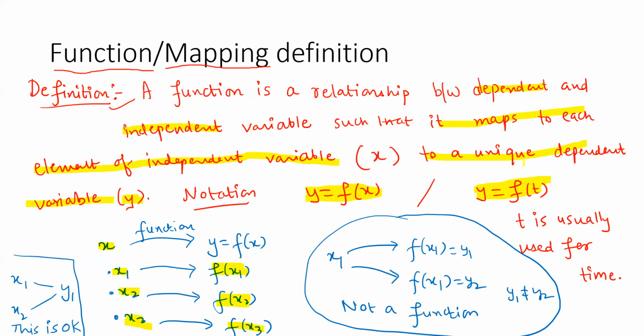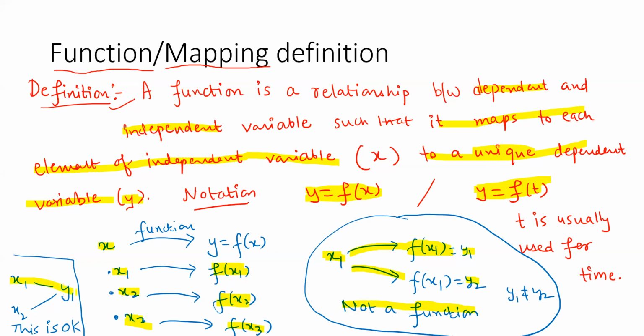And now let's look at the word unique. What do you mean by unique? Unique means that x1 can be mapped to only one element, y1, which we call f(x1). This cannot be possible. This is not a function because if x1 you map to f(x1) as well as x1 you map to some other value, y1 is not the same as y2, then this cannot fall into the category of a function. That is the meaning of the word unique, that x should be mapped to a unique y value. So this is not a function.